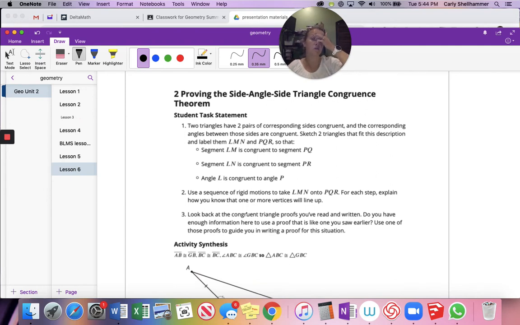All right, 2 triangles have 2 pairs of corresponding sides congruent, and the corresponding angle between those sides are congruent. We're calling that, in our words, the included angle, because it's between those 2 sides, so it's included in between them. Sketch 2 triangles that fit this description and label them LMN and PQR.